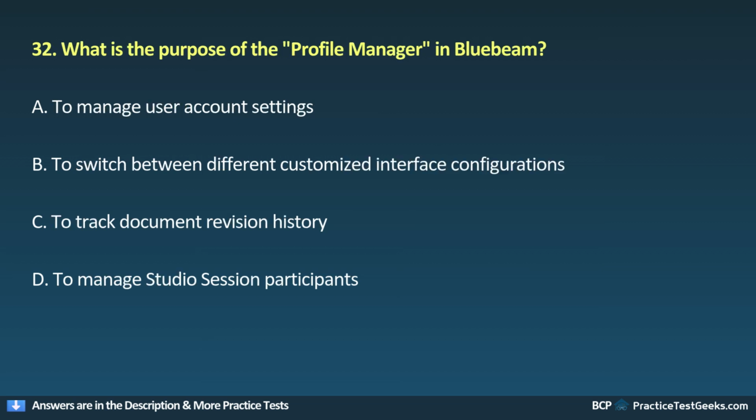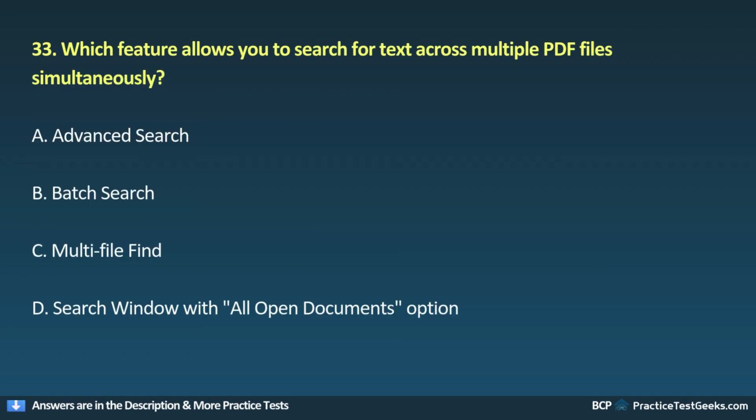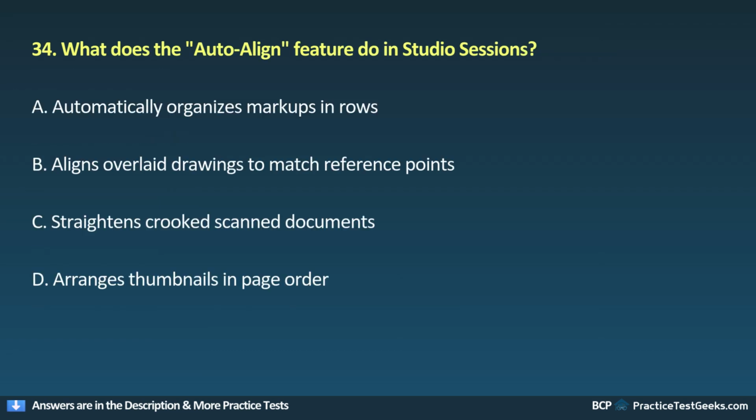32. What is the purpose of the profile manager in Bluebeam? A. To manage user account settings. B. To switch between different customized interface configurations. C. To track document revision history. D. To manage studio session participants. 33. Which feature allows you to search for text across multiple PDF files simultaneously? A. Advanced search. B. Batch search. C. Multifile find. D. Search window with all open documents option.